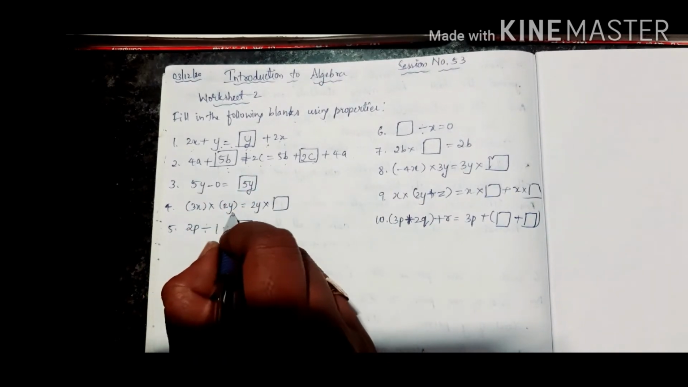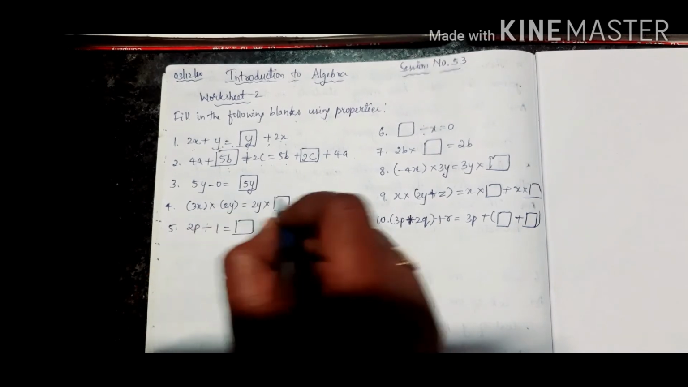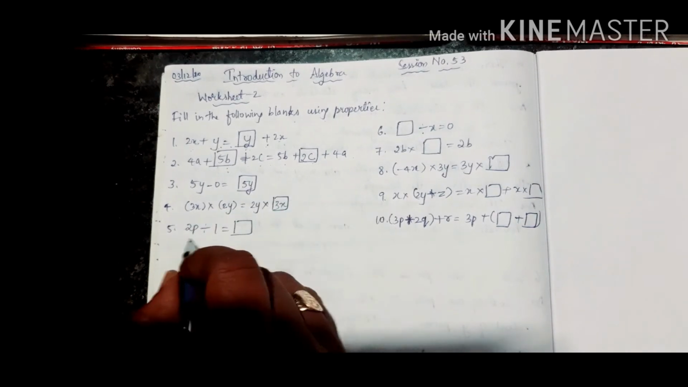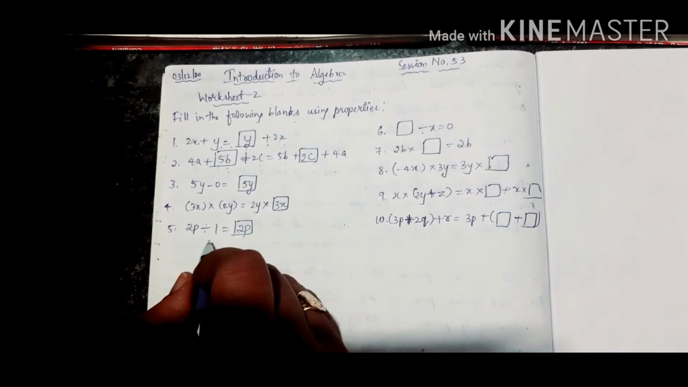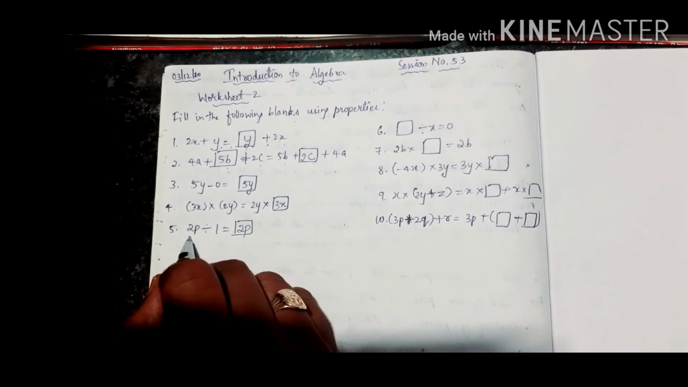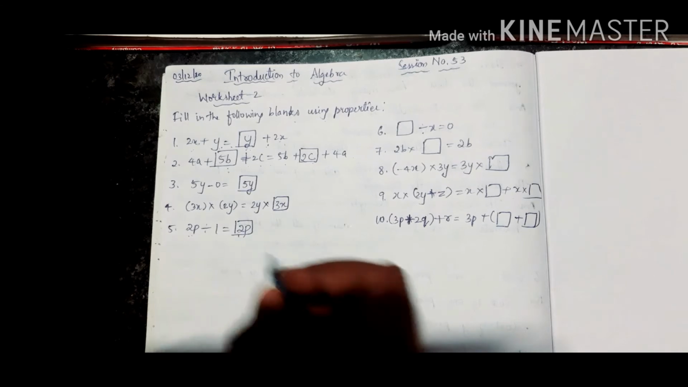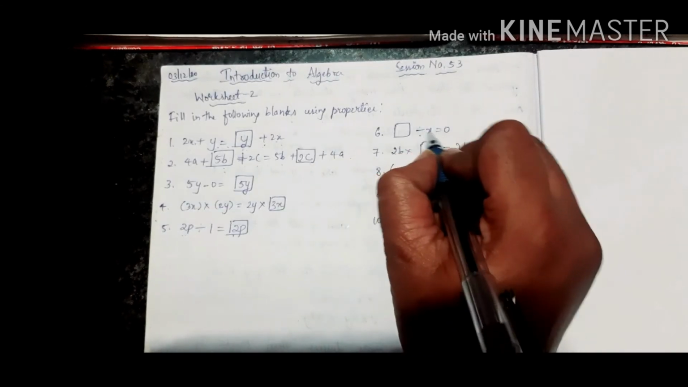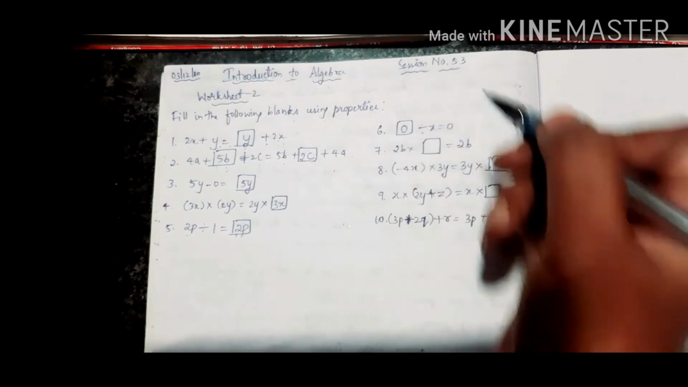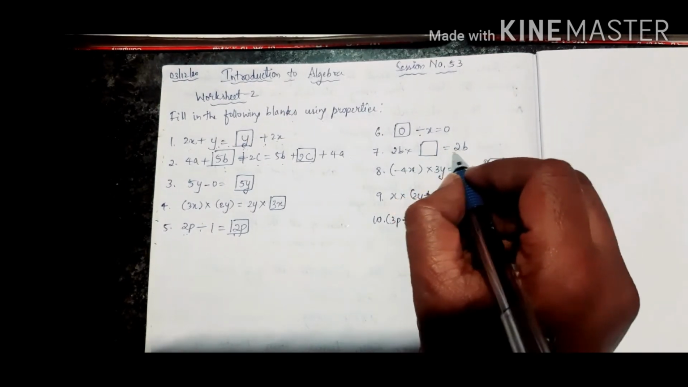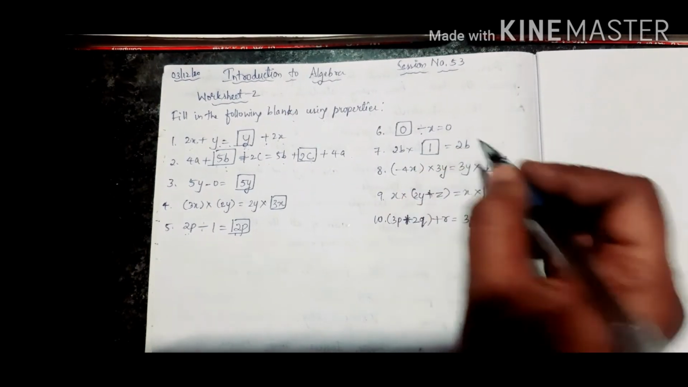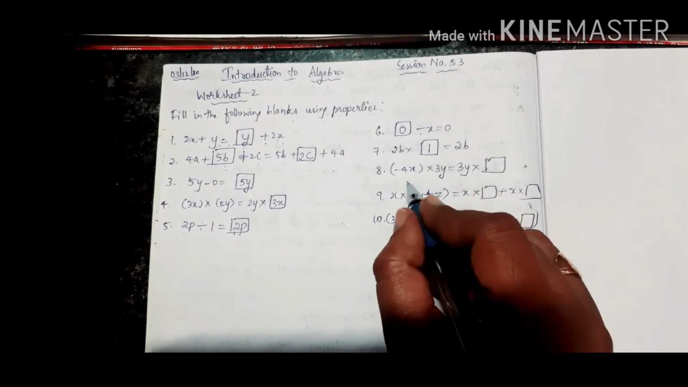3x into 2y must be equal to 2y into 3x. 2p divided by 1 is again 2p. Divide any integer by 1, you get the same answer. Dash divided by x is 0. So it is 0. 2b into dash is again 2b. So fill it with 1.